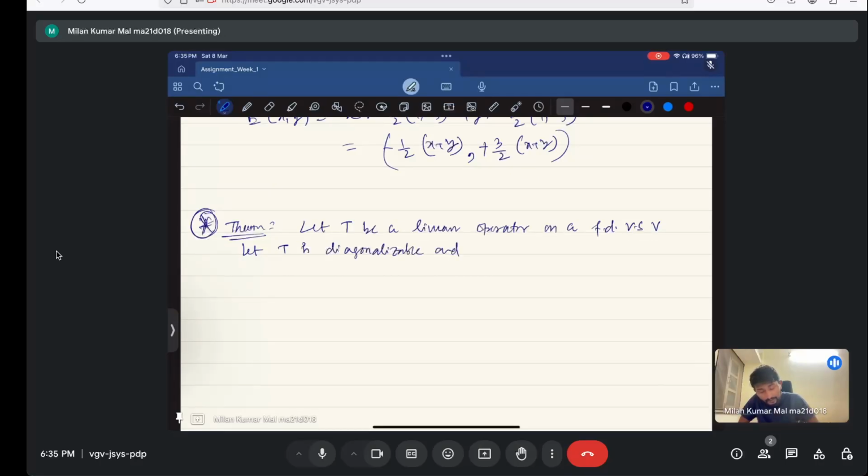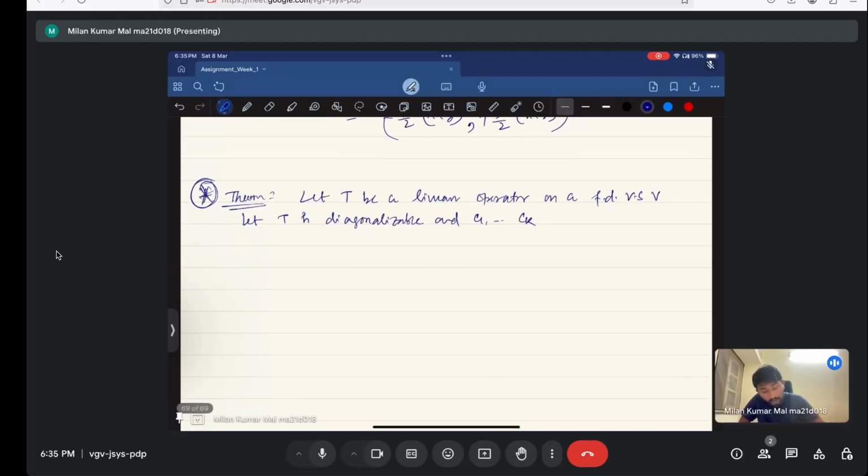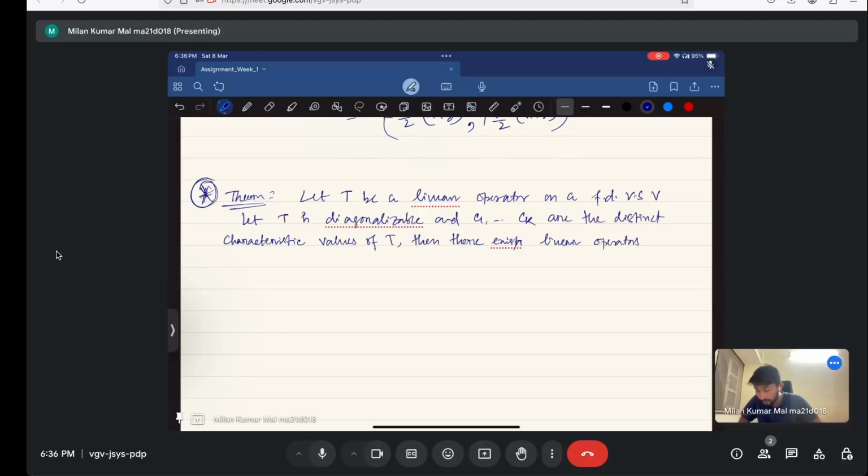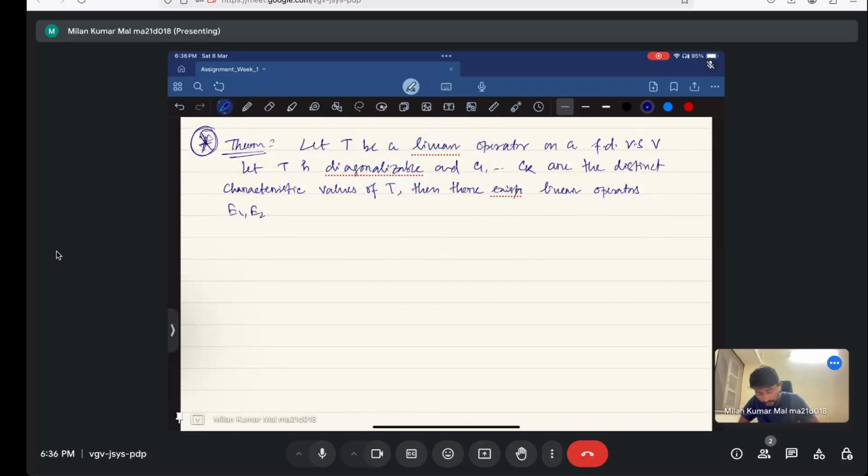Let T be diagonalizable and c1 all the way to ck be the distinct eigenvalues, the distinct characteristic values of T, then there exist linear operators E1, E2, all the way Ek on V, such that option 1, T is equal to c1 E1 plus all the way ck Ek.